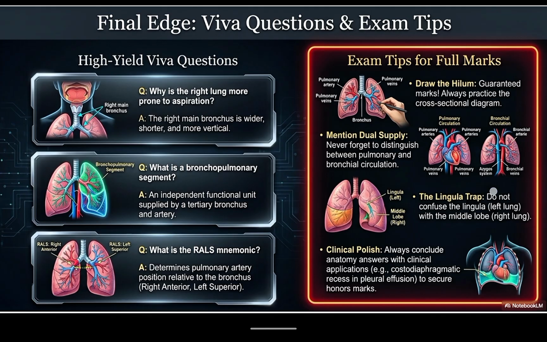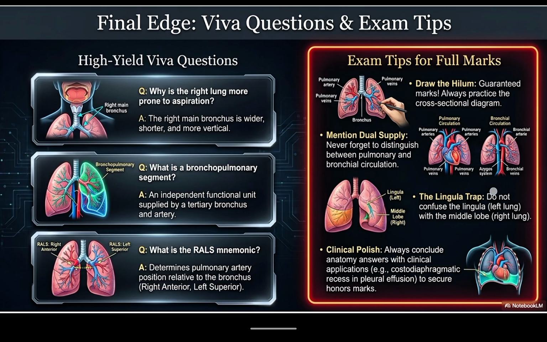Here are possible questions you should expect in viva. Why is the right lung more prone to aspiration? The right main bronchus is wider, shorter, and more vertical. That's the answer to the question. Any foreign particles found in the region where the trachea divides into right and left bronchi usually move to the right due to its anatomical position and structure.